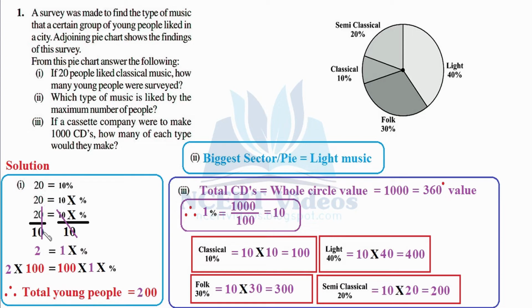So this 10 gets cancelled out, and this 0 gets cancelled out. So what are we left with over here? 2 on the left hand side, that equates to 1%. Nothing written over here simply means we have 1 over here. So the value of 1% is 2.